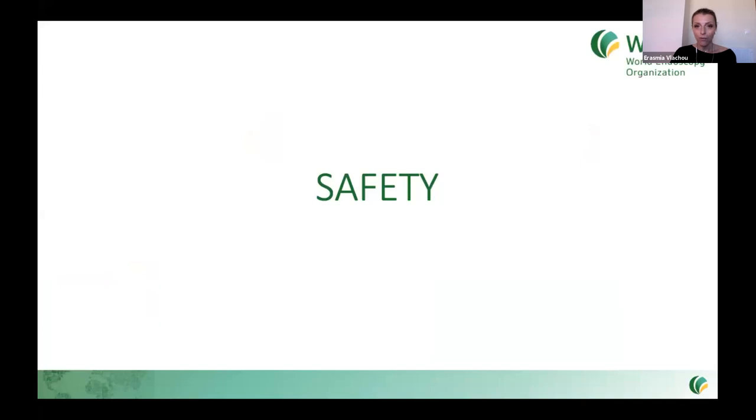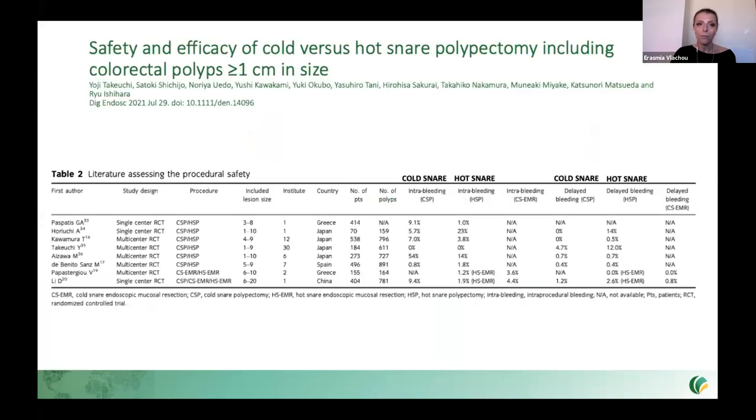So regarding the safety profile, in a recent review published in Digestive Endoscopy comparing cold snare and hot snare polypectomy, delayed bleeding was observed a lot more frequently in the hot snare group, whereas intraprocedural bleeding was more prominently observed in the cold snare group. So now we know that this is universally observed. It manifests mainly as minimal oozing and is invariably clinically insignificant and self-limited, and therefore does not warrant any further endoscopic therapy.